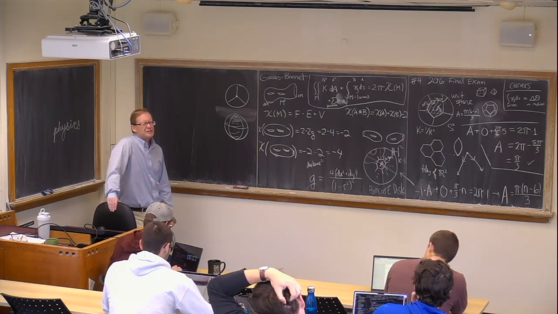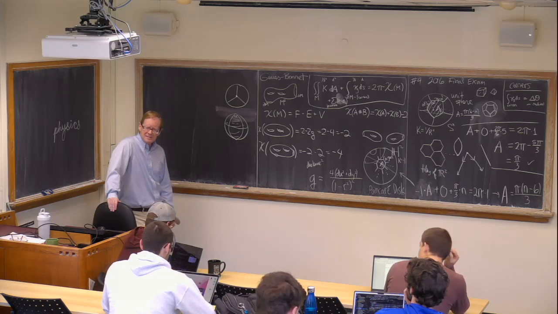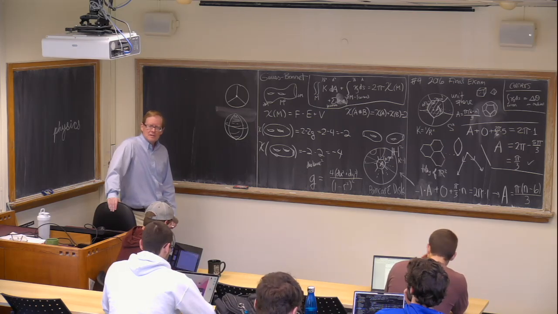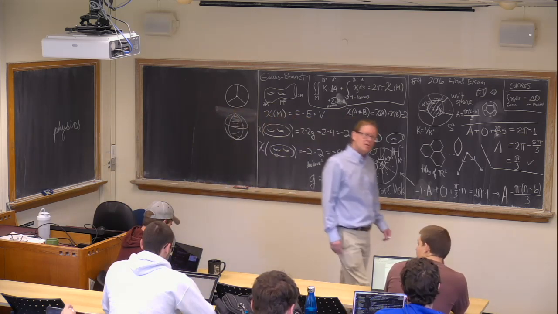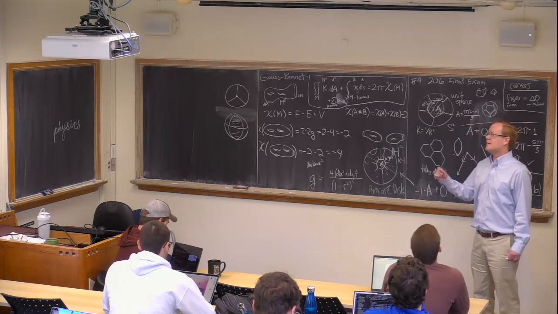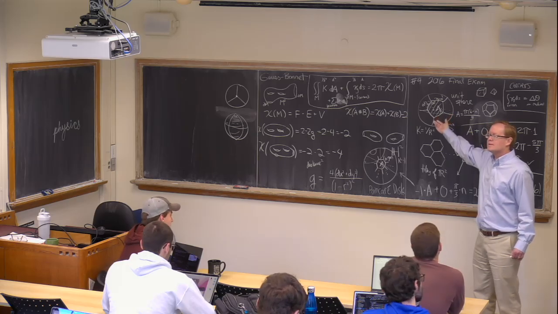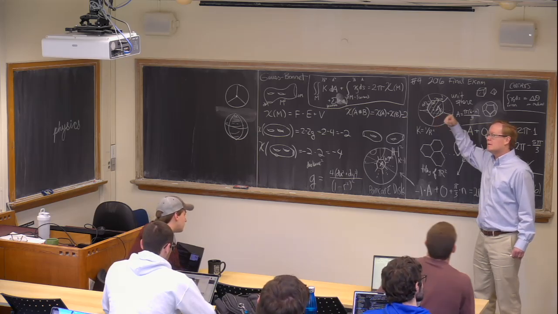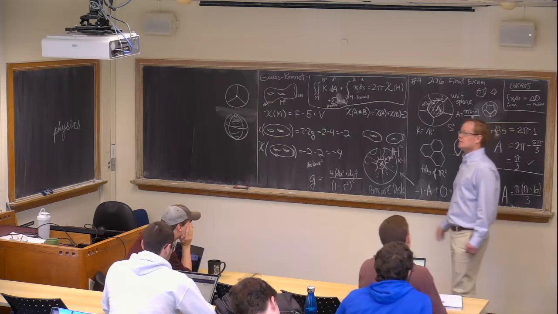A closed surface is one that's compact and does not have a boundary. Is that the definition? I think so. A closed surface is a compact surface with no boundary. Now, what does it mean to have no boundary? Well, you know what it means to have no boundary. What does it mean to be compact? It means that you contain all your limit points.